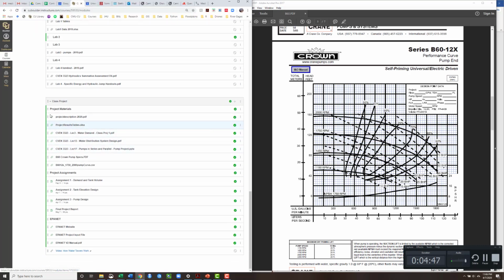So if we go under modules on Canvas, here's the PDF that we're looking at right over here. And then here are the actual values for the 1750 and 2000 RPM scenarios for this pump. We just used a tool that can give you the XY values of an image and extrapolate or collect those values. So that's what those values are. They're in this CSV file.